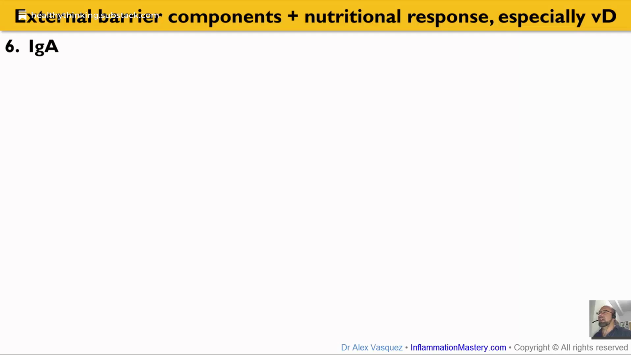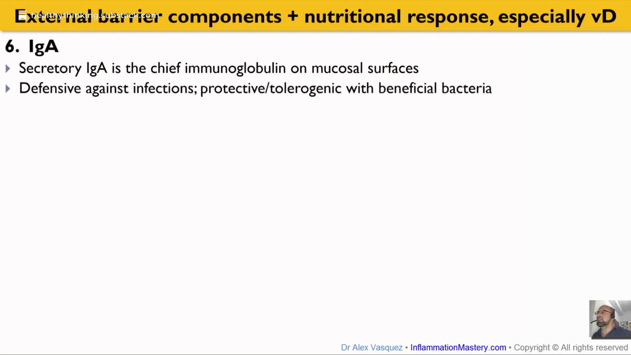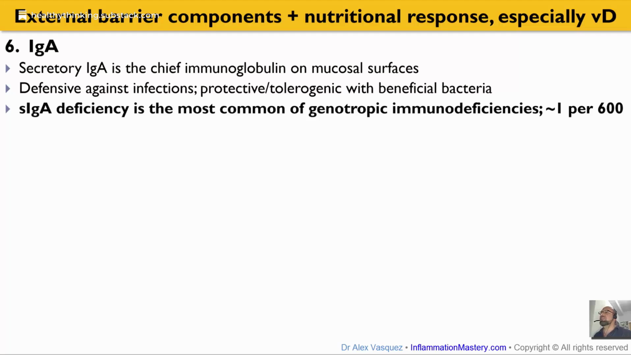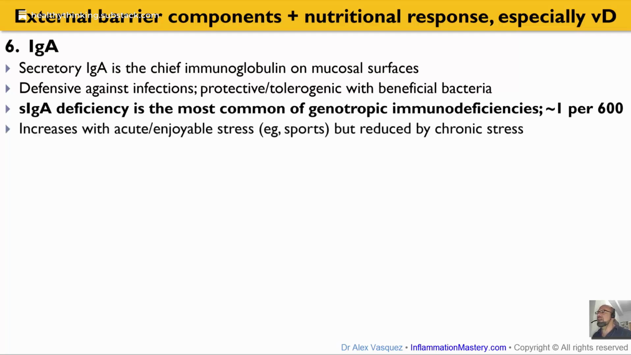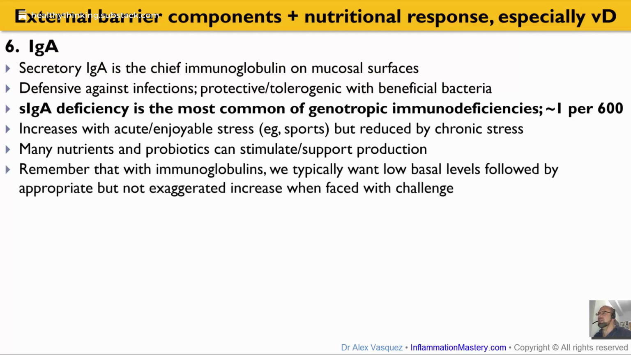Now let's talk about secretory IgA. So secretory IgA is the chief immune globulin on mucosal surfaces. It is defensive against infections, but it's also protective or tolerogenic toward beneficial bacteria. Secretory IgA deficiency is the most common genotropic immunodeficiency, affecting about 1 per 600 people. Pleasant short-term stress actually increases secretory IgA levels, but chronic long-term stress actually reduces secretory IgA levels. Many nutrients and probiotics can stimulate or support production of secretory IgA.